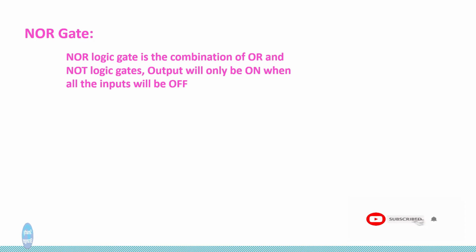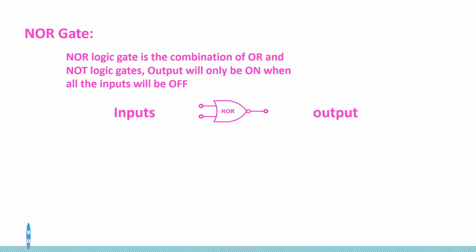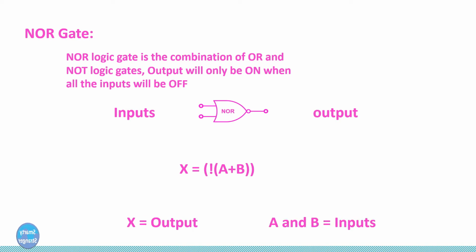Now we take an overview of NOR gate. NOR logic gate is the combination of OR and NOT logic gates. Output will only be on when all the inputs will be off. Symbol for NOR gate is. Formula for NOR gate is X is equal to not of A plus B. Here X is the output. A and B are the input.